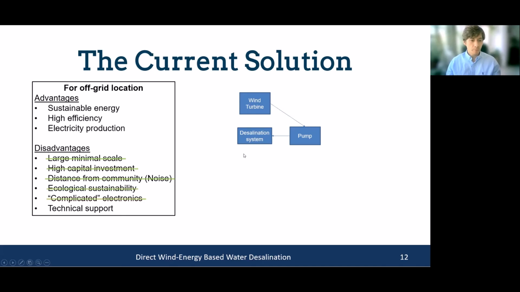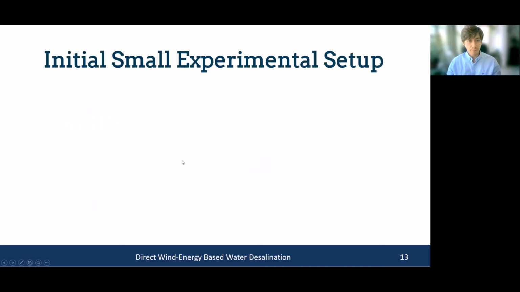There's no need for complicated electronics, and there's no need for technical support, because it's a pure mechanical system. So the people can maintain it if something happens. There's no need for special electrical proficiency. We still use sustainable energy, which is wind energy. It has high efficiency, and if we want, we can produce electricity as a byproduct with the system.